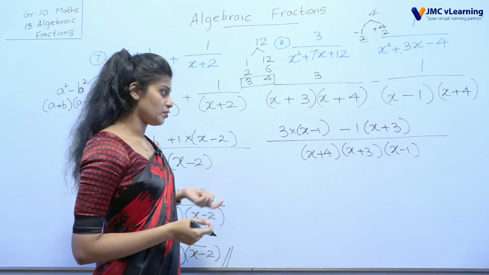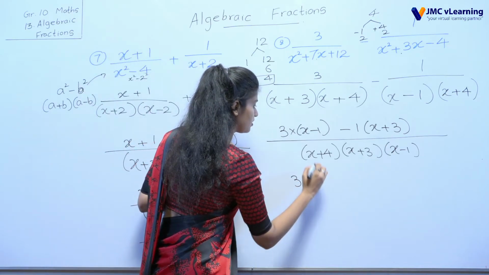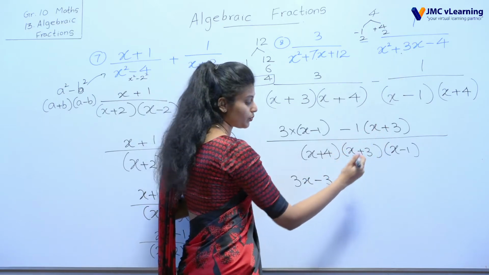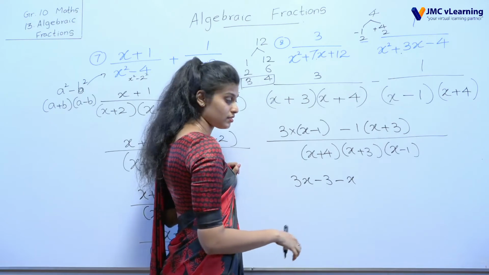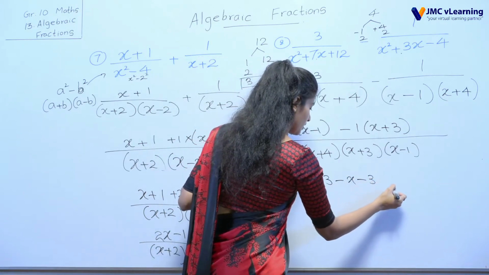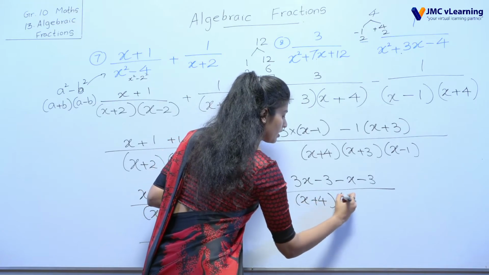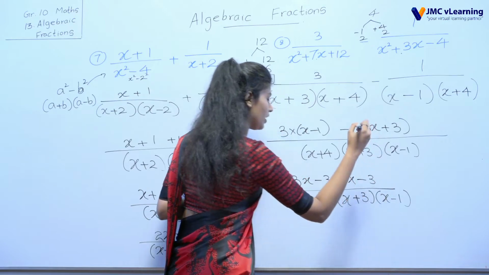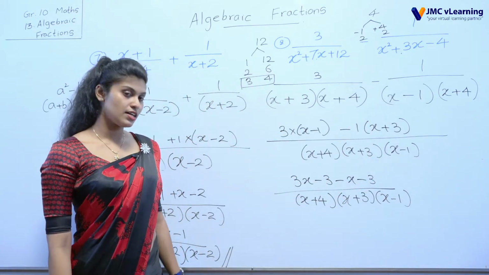Then let's simplify. 3 into x, 3x. 3 into minus 1, minus 3. Minus 1 into x, minus x. Minus 1 into plus 3, minus 3. The same denominator: x plus 4, x plus 3, x minus 1. Then 3x minus x. What is the answer?